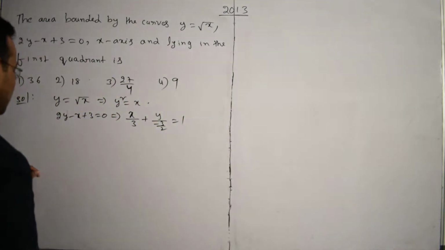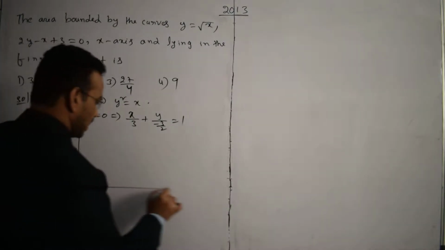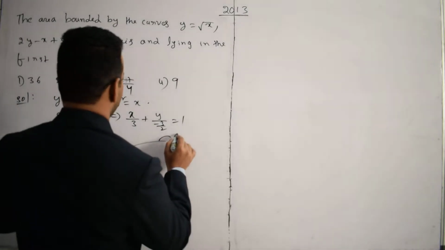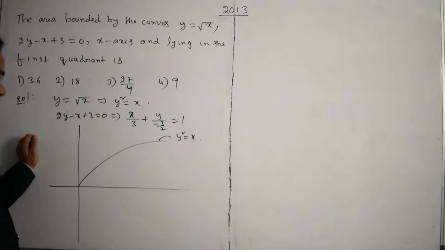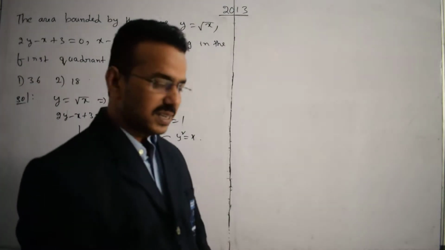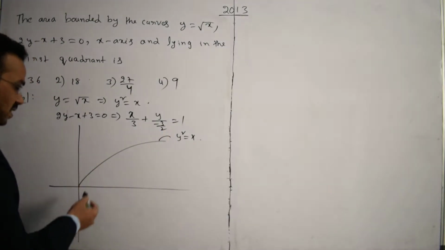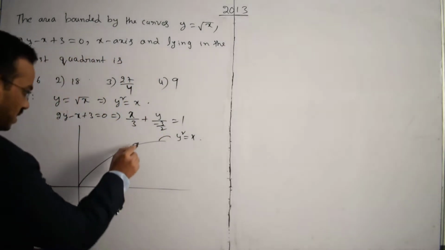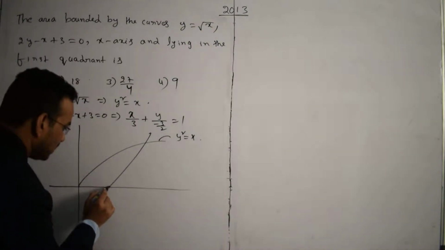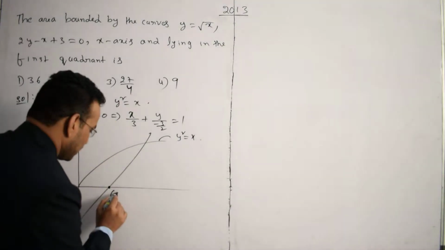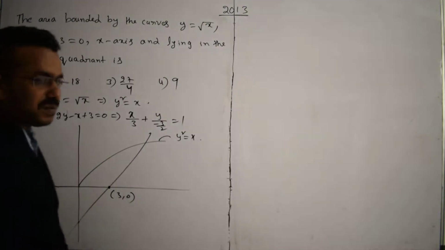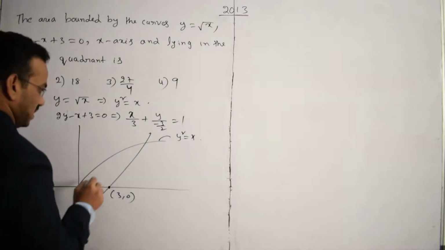So now we plot the region. Take the y-axis and x-axis, and the curve. This is the curve y square equals x. And next, the x-intercept is 3, which is located on the x-axis. Similarly, minus 3 by 2, which is located on the negative side of the y-axis. So take one line here like this. Let me plot. This point is A, the x-intercept, 3 comma 0. This point is 0 comma minus 3 by 2. So now this region we require.